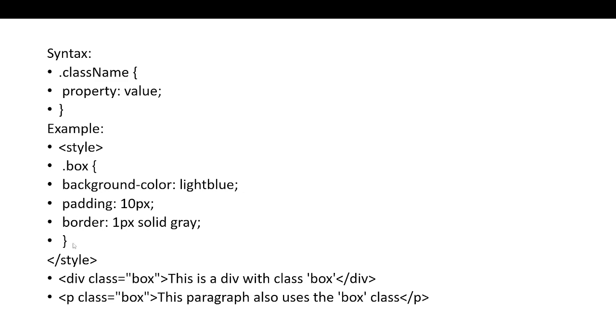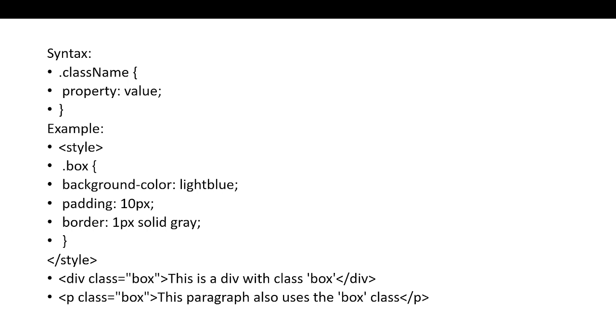Then I closed the style and created a division with class equal to box. I used this class name here, and then I created a paragraph with class equal to box. This paragraph also uses the box class. So what will this ensure? The same style is applied to both the division and the paragraph: the light blue background color, the 10 pixels padding, and the 1 pixel solid gray border. Hope you understand the class selector.